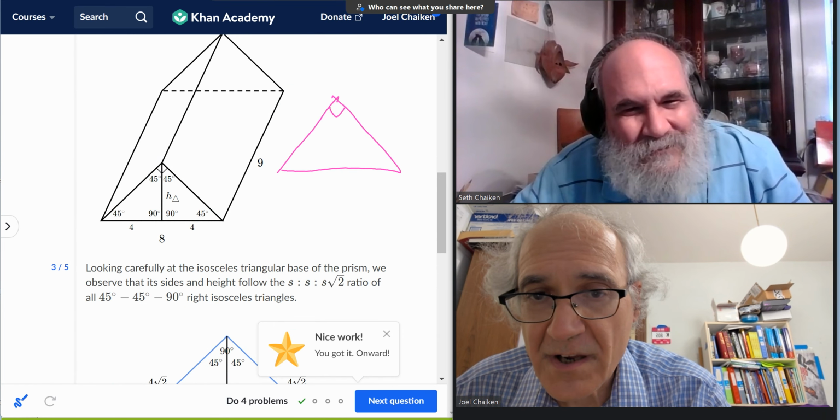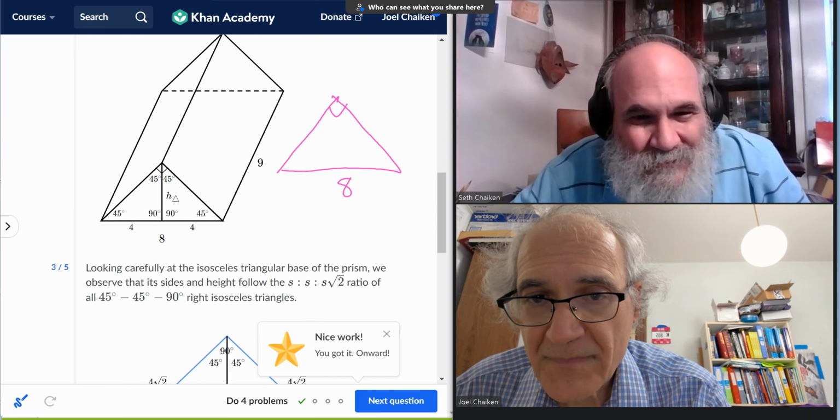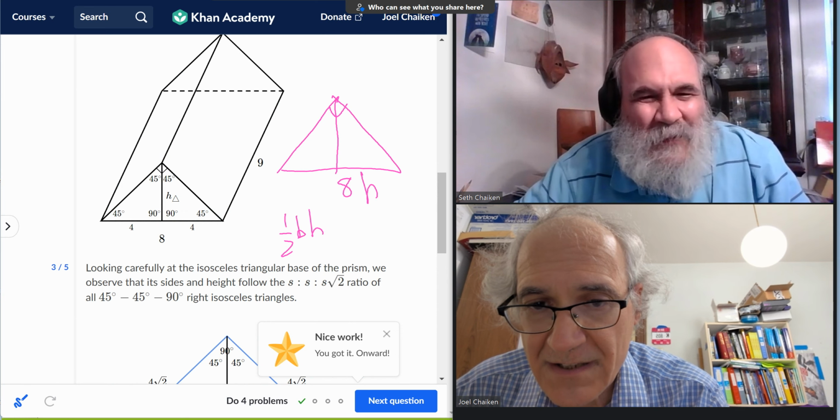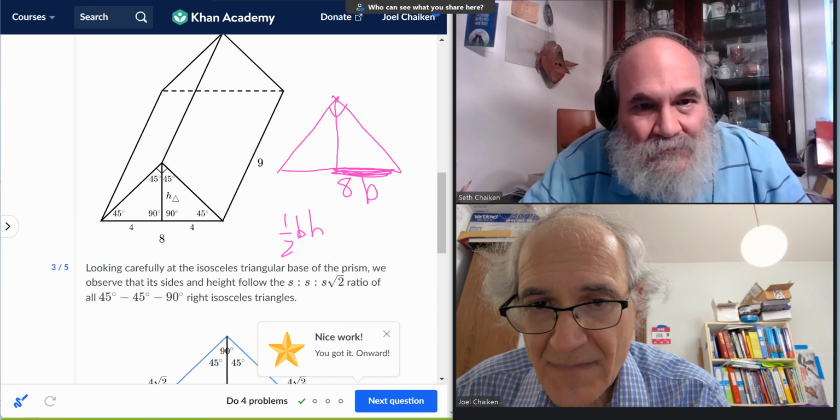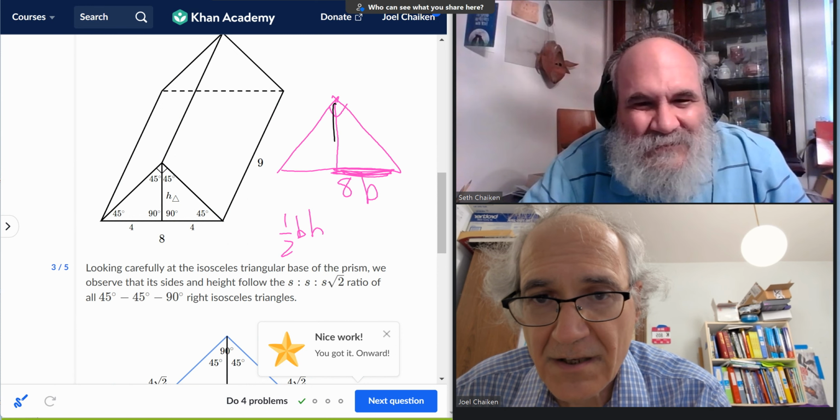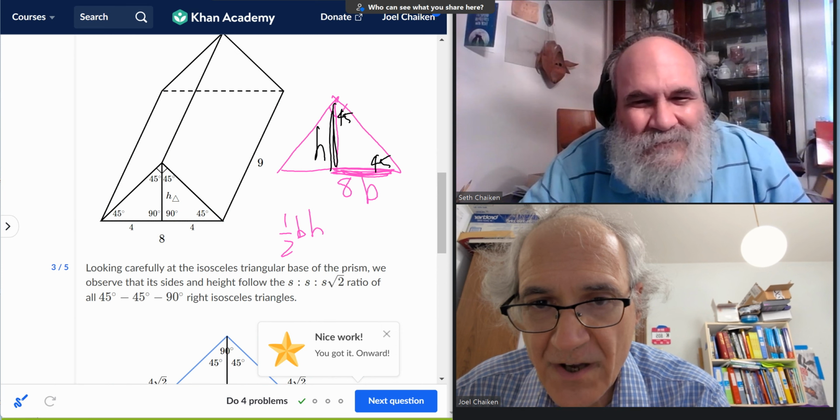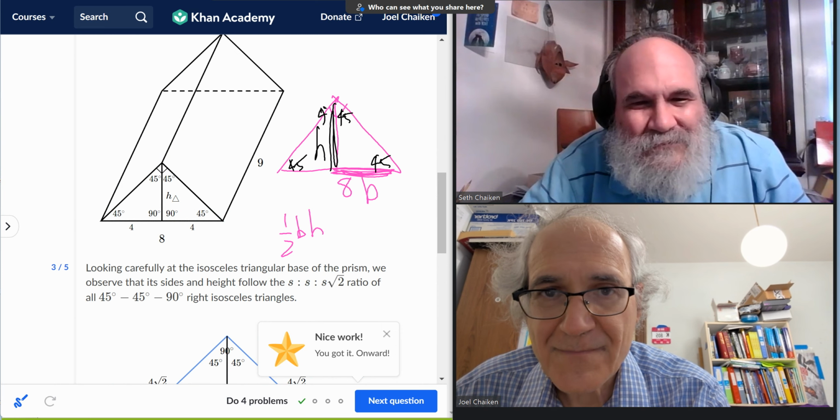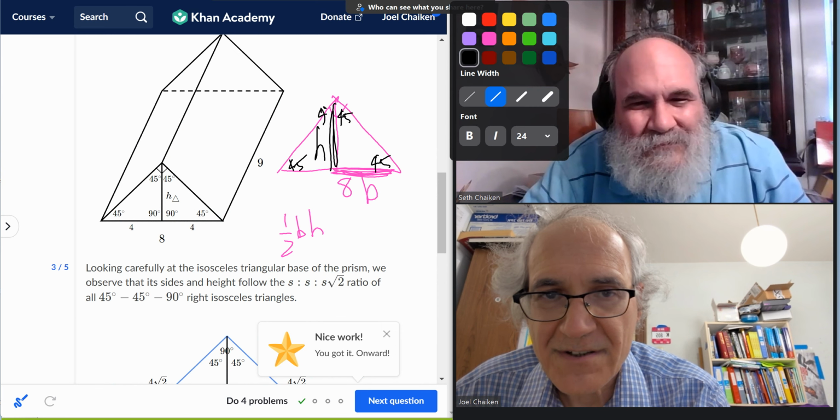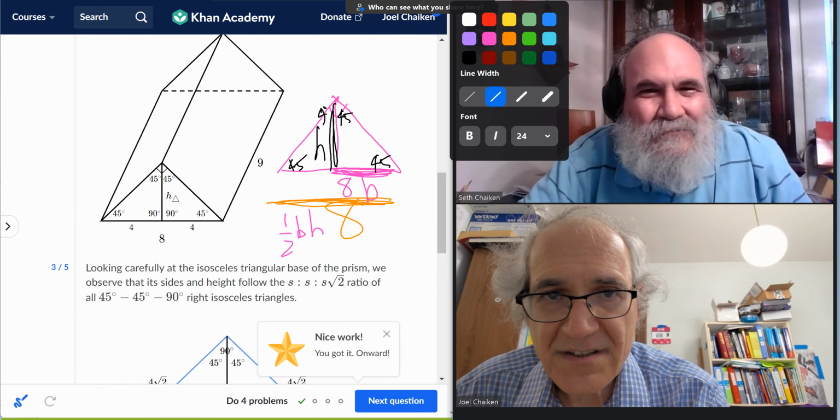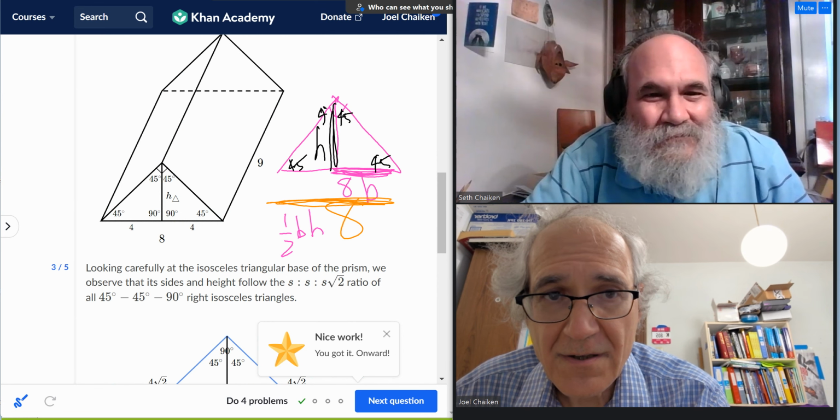They drew the triangle. They put an 8 here, and they went like this. And the area of a triangle is 1/2 the base times the height. This is the base, and this is the height. And it knows that this is 45, 45. Everything's 45, 45. So if this whole distance is 8, then this distance has to be 4.